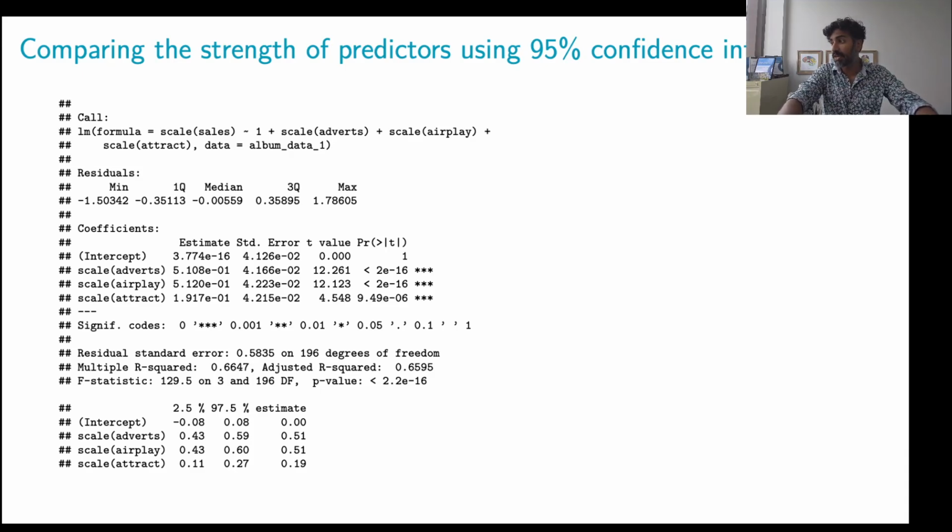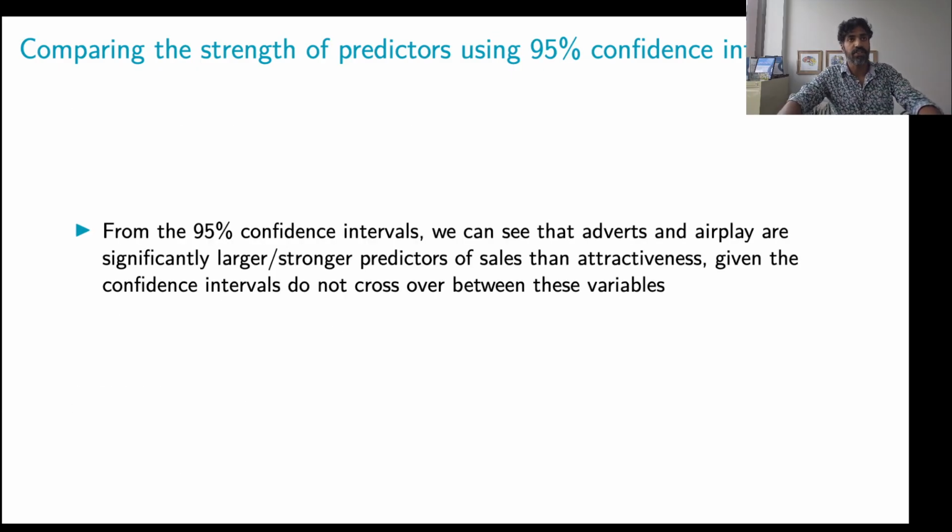So that's the key things when it comes to comparing the strengths of predictors using 95% confidence interval. So from the 95% confidence interval, we can see that adverts and airplay are significantly larger or stronger predictors of sales than attractiveness, given the confidence intervals do not cross over between these variables.